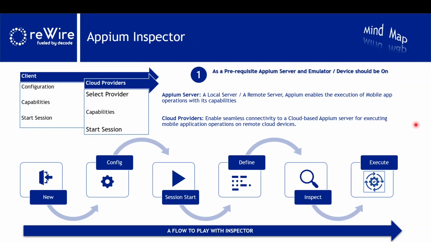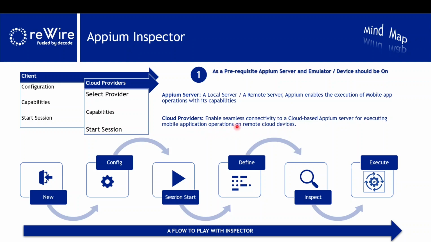Here, as the prerequisite, the Appium Server, the emulator and the device should be on. Without that, having this interface is useless. So we should have the Appium Server on and the emulator on. This is about the Appium server, a local server or remote server. Appium enables the execution of the mobile app operations with its capabilities. So it does not only identify the elements, it also simulates the actions.